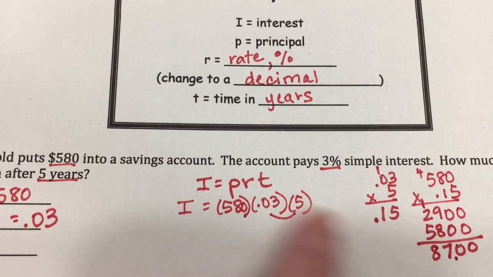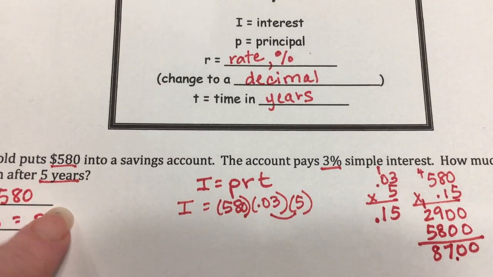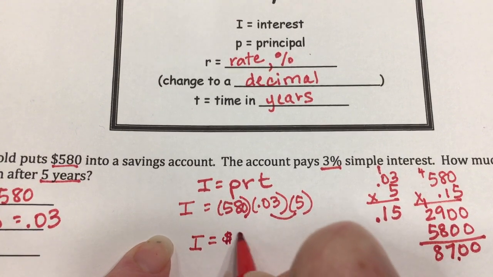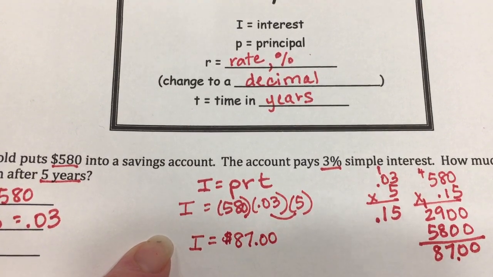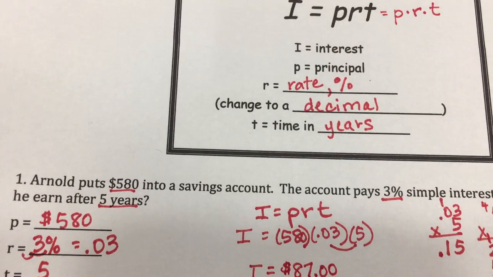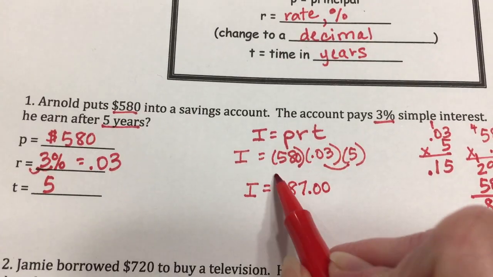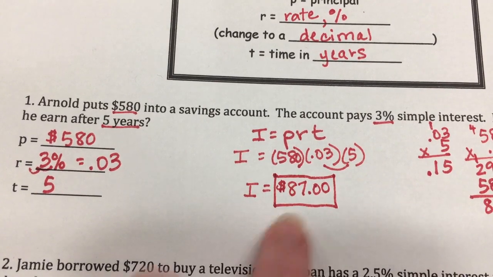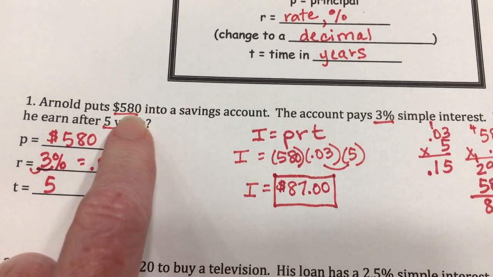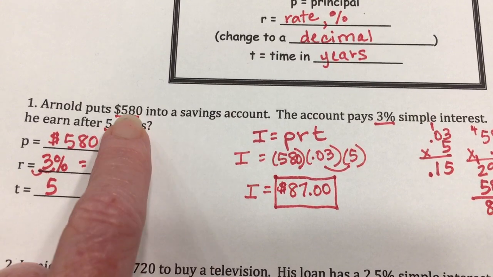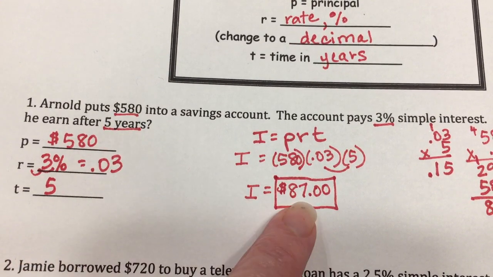All right, so since I multiplied this times 580, then this is equal to the interest, or I, which is $87. All right, so the question was, how much interest did he earn after 5 years? The answer is he earned $87. So if this is my money that I put into the bank, I would put in $580. Then after the 5 years, I'm gonna have that amount plus this additional $87 in interest.